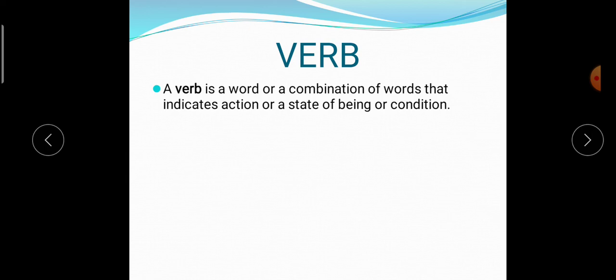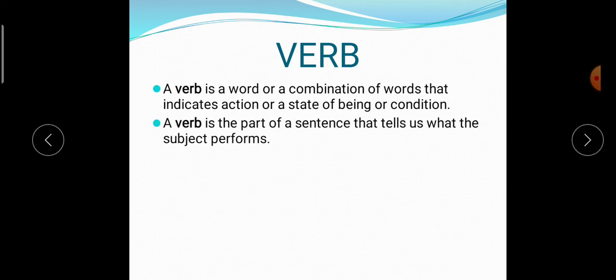When I say he is a naughty boy, is any action happening in the sentence? No. But the state of being naughty is in the present right now. If I say he was naughty, it means he's not naughty anymore. So a verb is the part of a sentence that tells us what the subject performs, that is action.